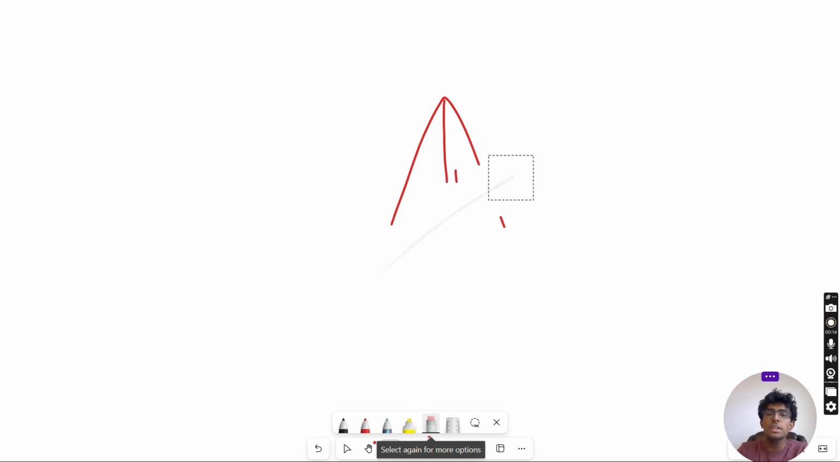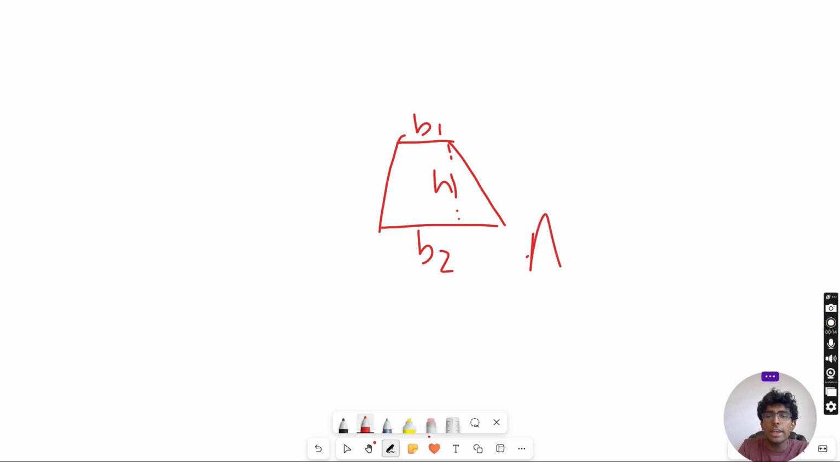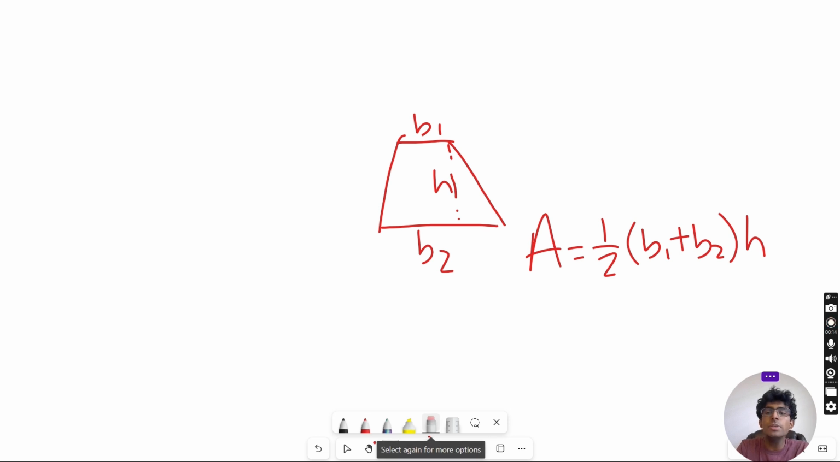And then the last major shape you need to know the area of is a trapezoid. So let's say we have one that looks like this, where we have one base here, and then the height, right? So our area for a trapezoid would actually be half base 1 plus base 2 times your height. So that would be the answer for the area of a trapezoid. All right? So those are the major areas that you need to know.